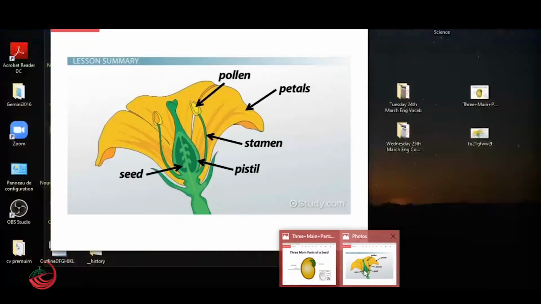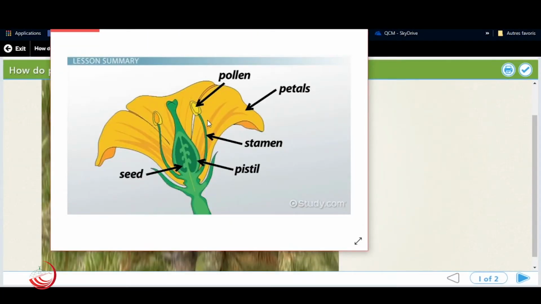Okay, very good. And now let's see the parts of the flower just for a quick reminder. So this is the flower. The seed is growing here. This is the pollen, which the animals and the insects take away to another flower. This is the stamen. This is the pistil. And this is the petal. So these are the most important: the seeds, the pollen, and the petals. The stamen is the one that makes the pollen.